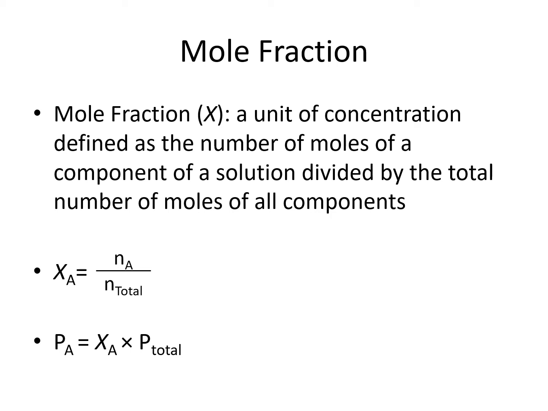We can relate mole fraction to partial and total pressure. P sub A, the pressure of A, equals X sub A, the mole fraction of A, times P total, the total pressure. If we know mole fraction, which is like a percentage, we can multiply that by total pressure to get the amount of the individual substance.